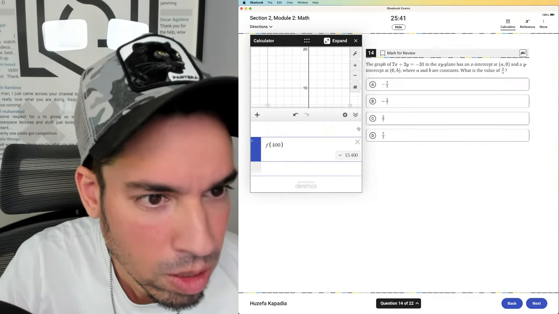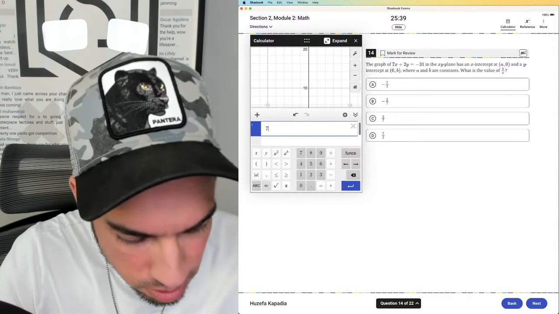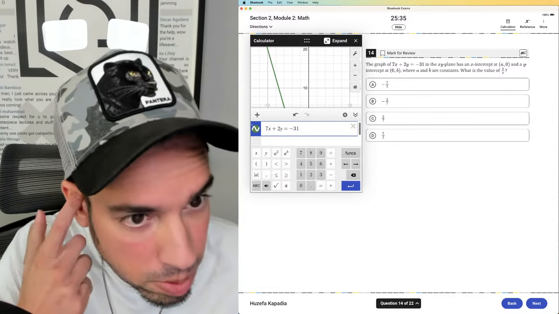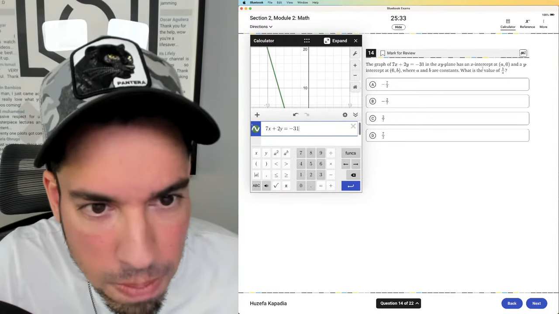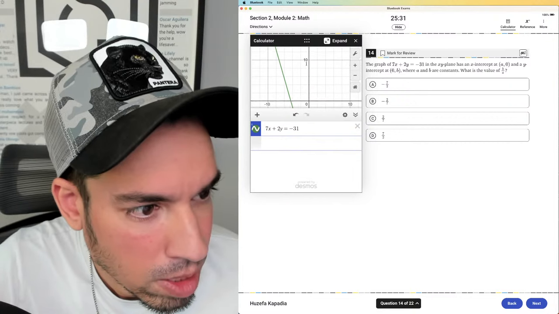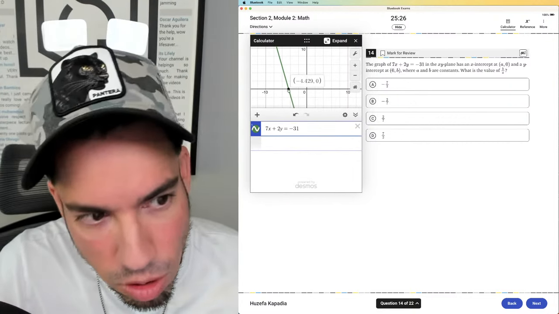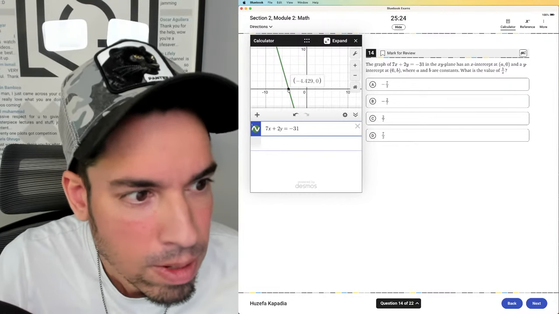Okay, this one's a good one for the calculator. So we got 7x. So I'm just plugging it in literally as is. That's why Desmos is so amazing. You don't have to move it around or isolate y. Has an x-intercept at (a, 0). Well, what's the x-intercept? Negative 4.429. So whatever. It's a decimal, but hey, that's fine.